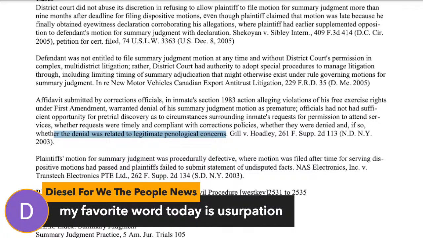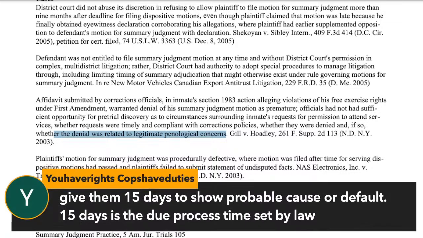My favorite word today is usurpation. Yeah, there's quite a bit of that going on, isn't there? And you have rights that give them 15 days to show probable cause or default. 15 days is the due process time limit set by law, and I'm sure we'll find that in the federal rules too.